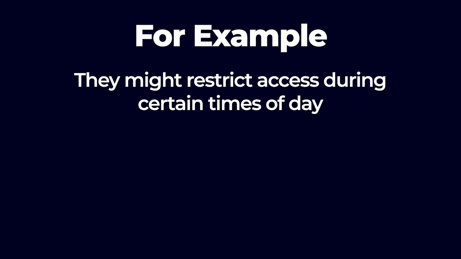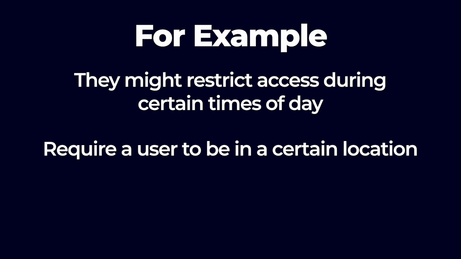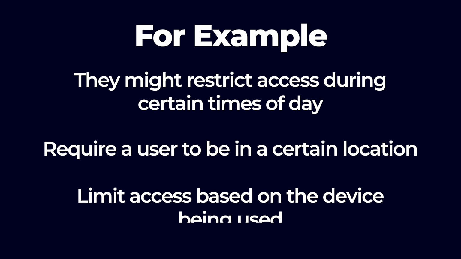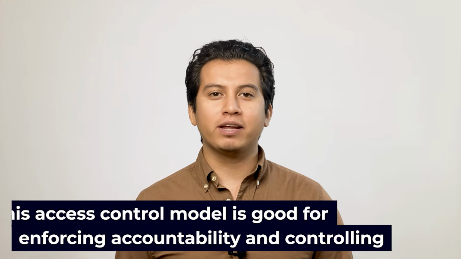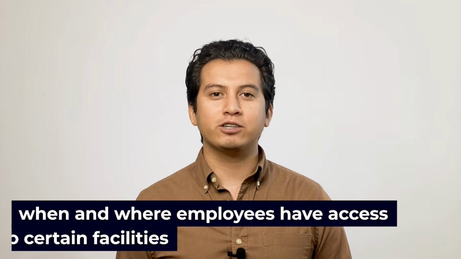The final type of access control is the one I teased at the beginning that has been gaining popularity lately: rule-based access control. Rule-based access control allows system owners and administrators to set rules and limitations on permissions as needed. For example, they might restrict access during certain times of day, require a user to be in a certain location, or limit access based on the device being used. Permissions can even be determined based on the number of previous access attempts, last performed action, and required action. This access control model is good for enforcing accountability and controlling when and where employees have access to certain facilities.